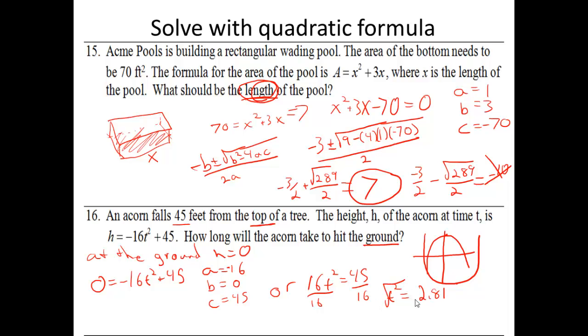Take the square root of that. So the square root of 2.81, so t is equal to plus or minus 1.67 seconds. Now, unless you can go back in time, you're not going to have negative time. So our answer we know is positive 1.67 seconds.